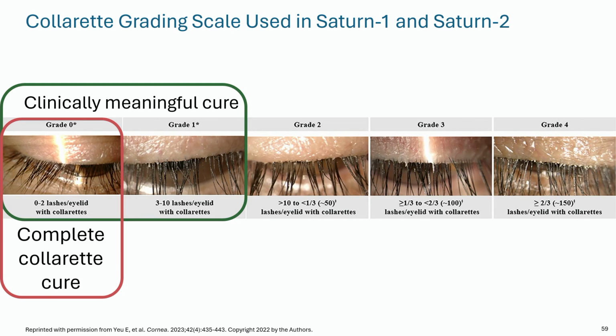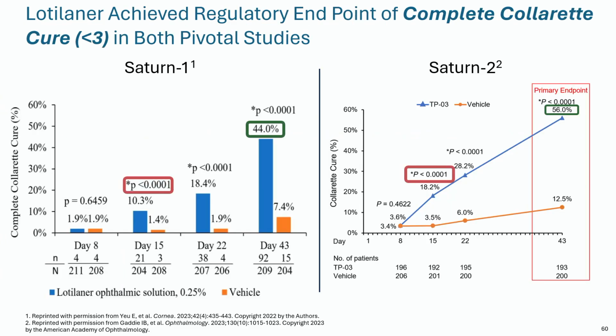So basically, if you're grade 0 or 1, that's pretty good. That's basically a clinically meaningful cure. And that's important when we talk about the data about lotilaner. And this is really exciting data because lotilaner achieved regulatory endpoints of complete collarette cure, so less than 3 lashes affected with the collarettes in both pivotal studies. It was Saturn 1 and Saturn 2.